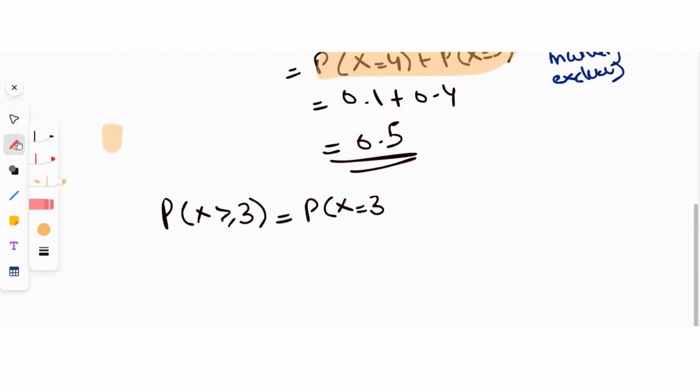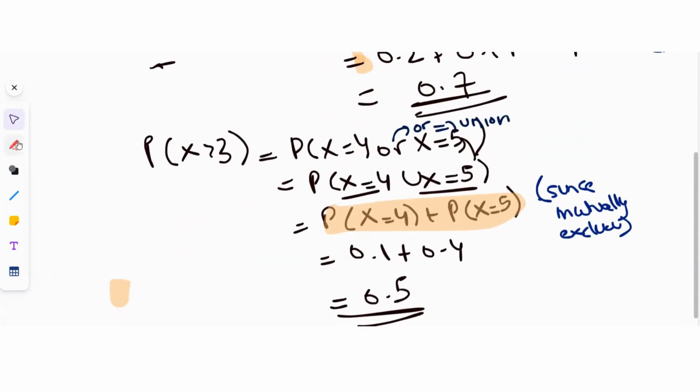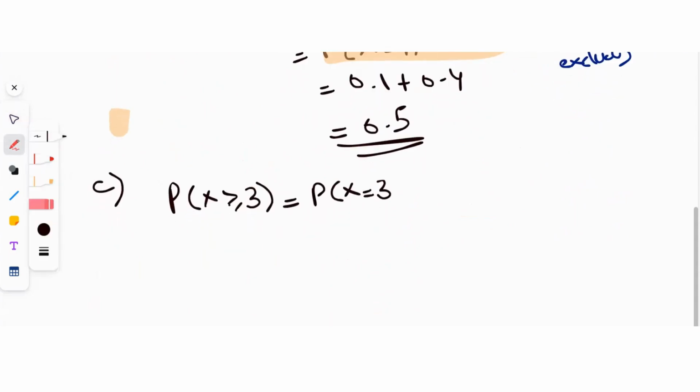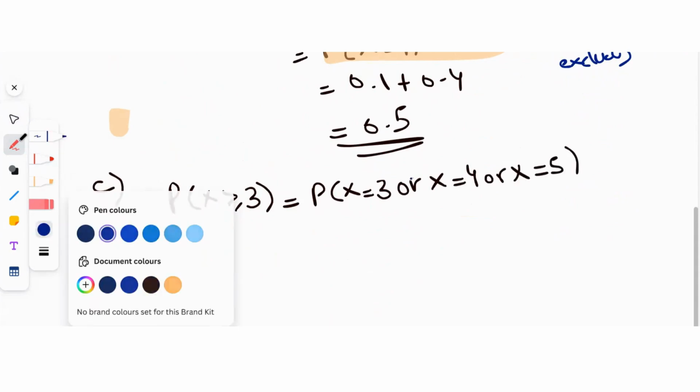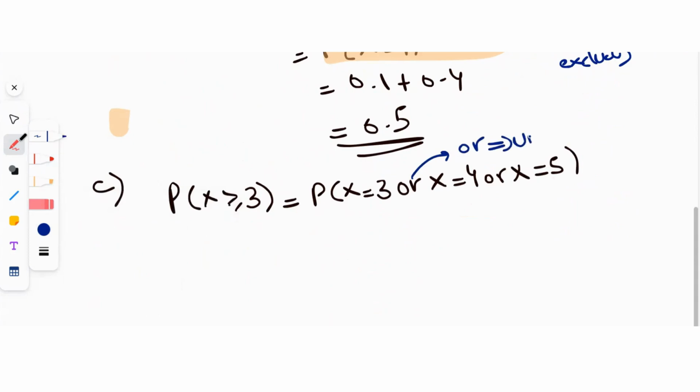Let's understand it again logically. The difference between part C and part B is that in part B, you wanted to find the probability x is greater than 3. Now you want to find the probability x is greater than or equal to 3. This is the probability x is 3 or x is 4 or x is 5. Like we discussed, logically, or means union.